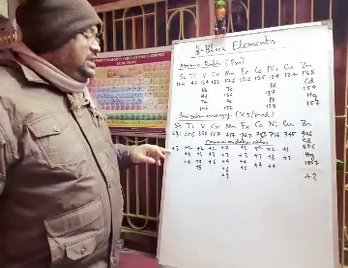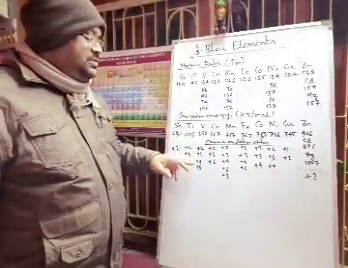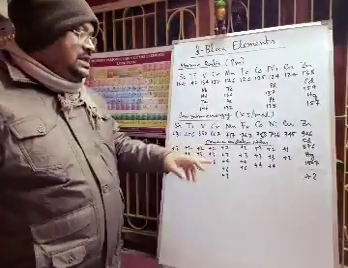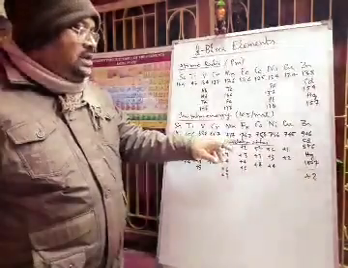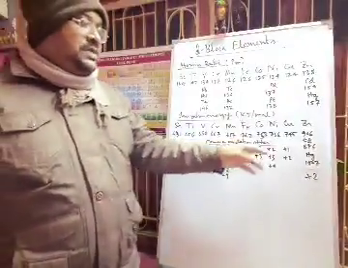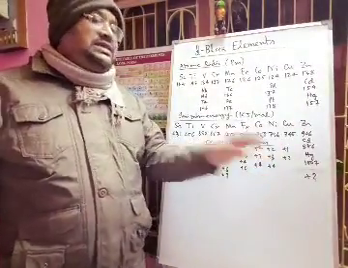Scandium is showing +3, titanium +2, +3, +4, vanadium +2, +3, +4, +5, then chromium +2, +3, +6, manganese +2, +3, +4, +6, +7, iron is showing +2, +3, +4, +6, cobalt is showing +2, +3, +4, and nickel is +2, +3, +4, copper is showing +1, +2, and zinc generally +2.